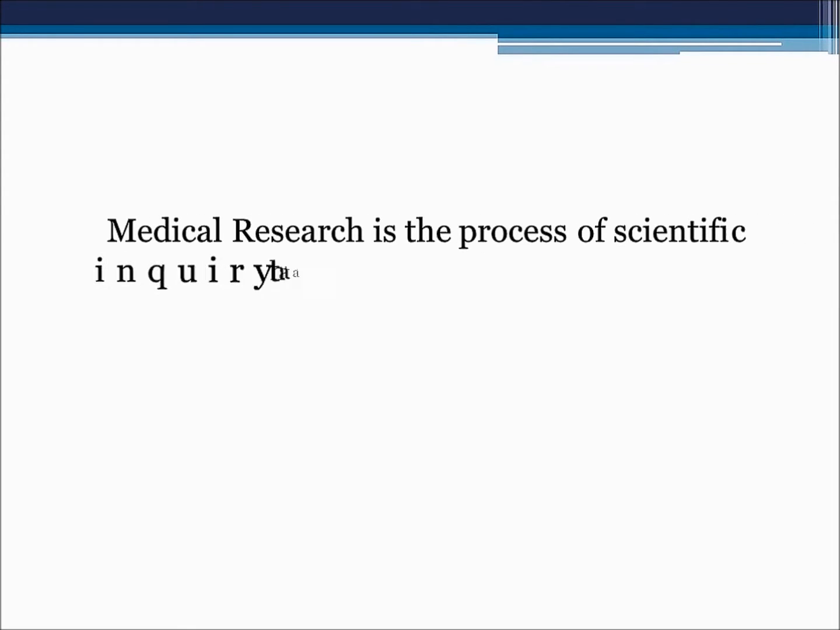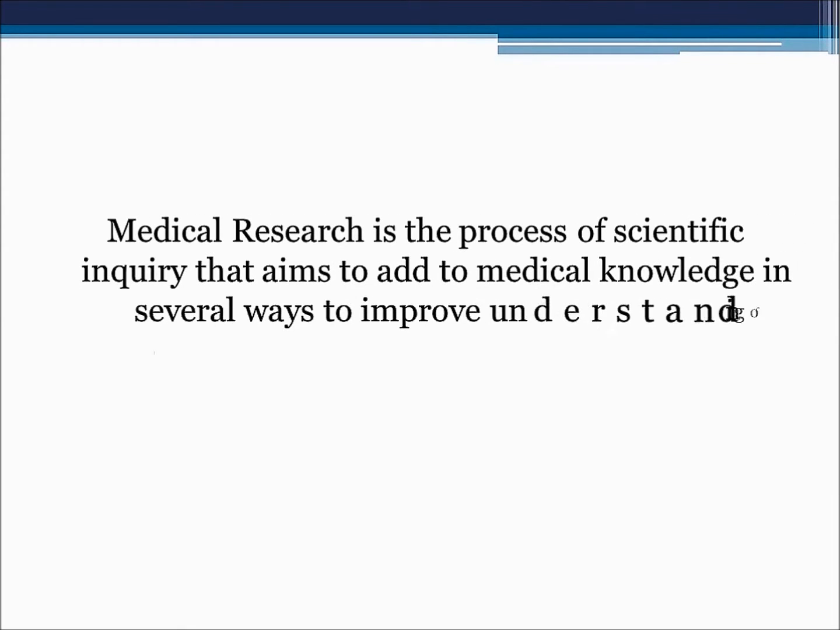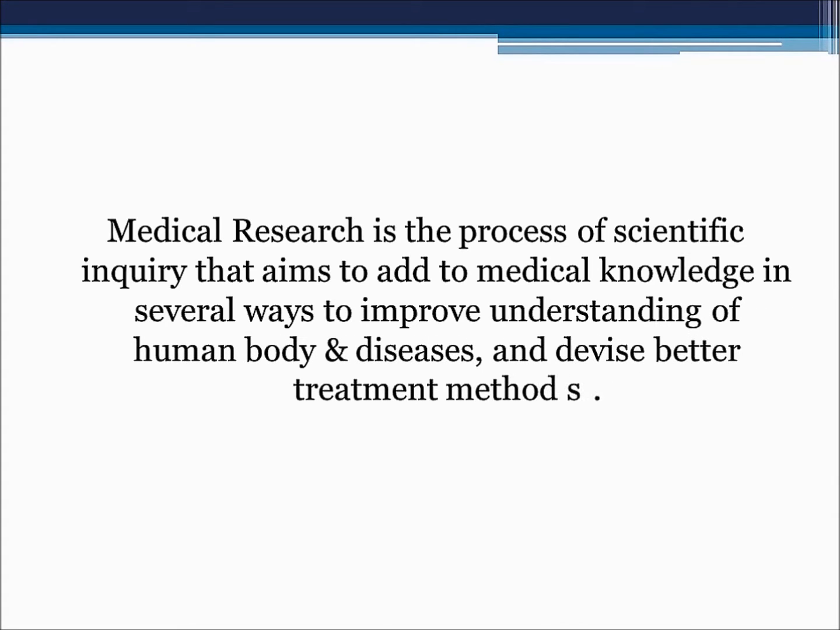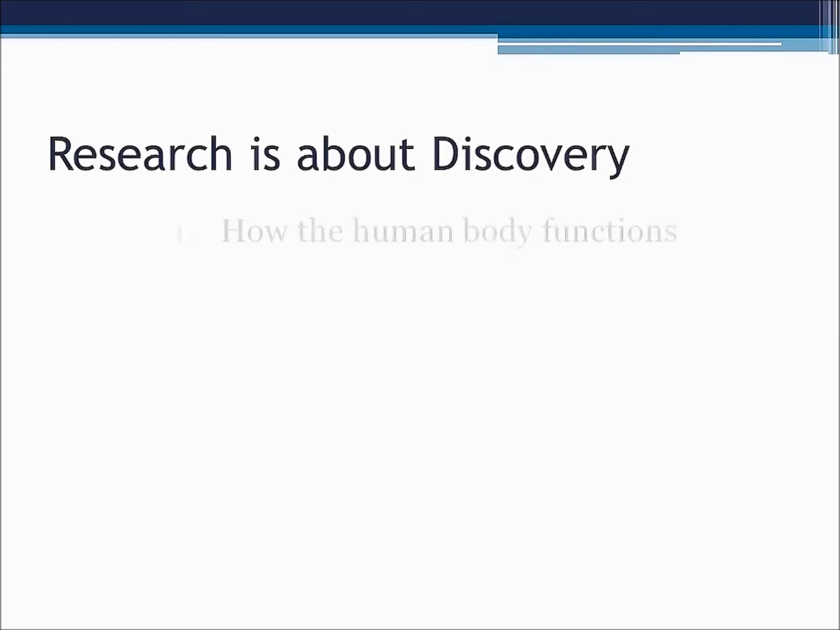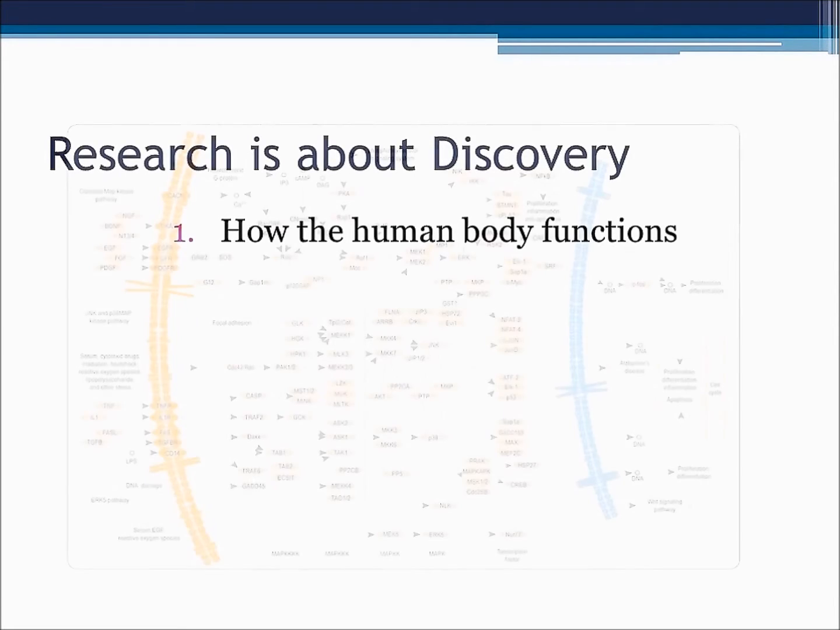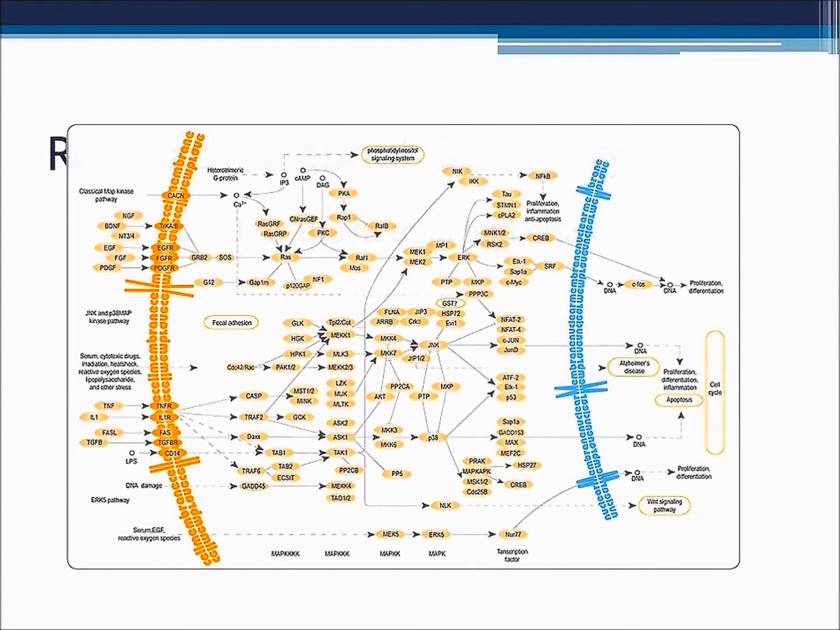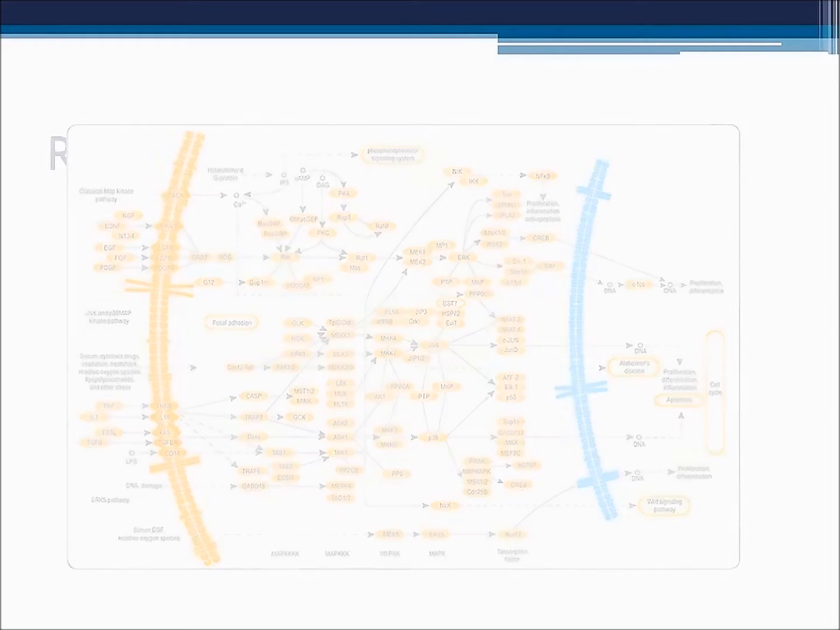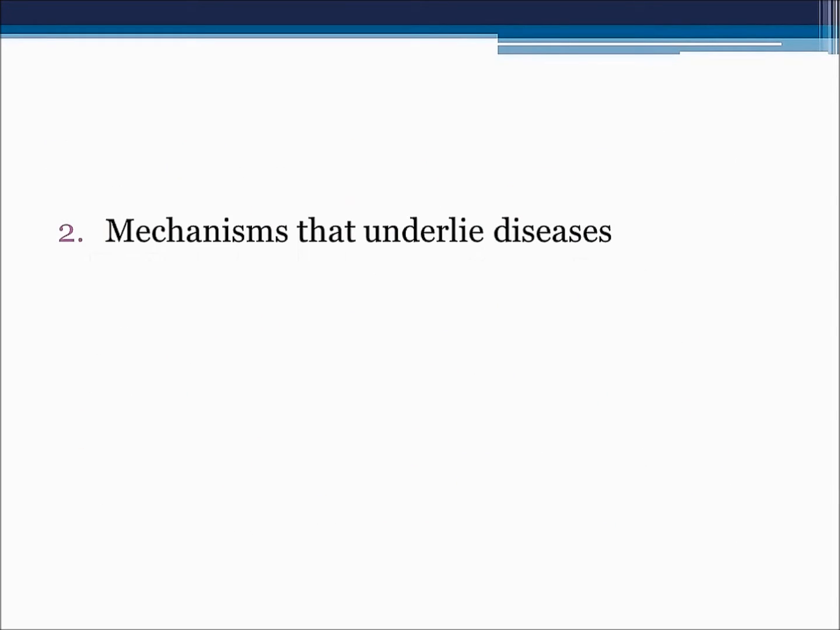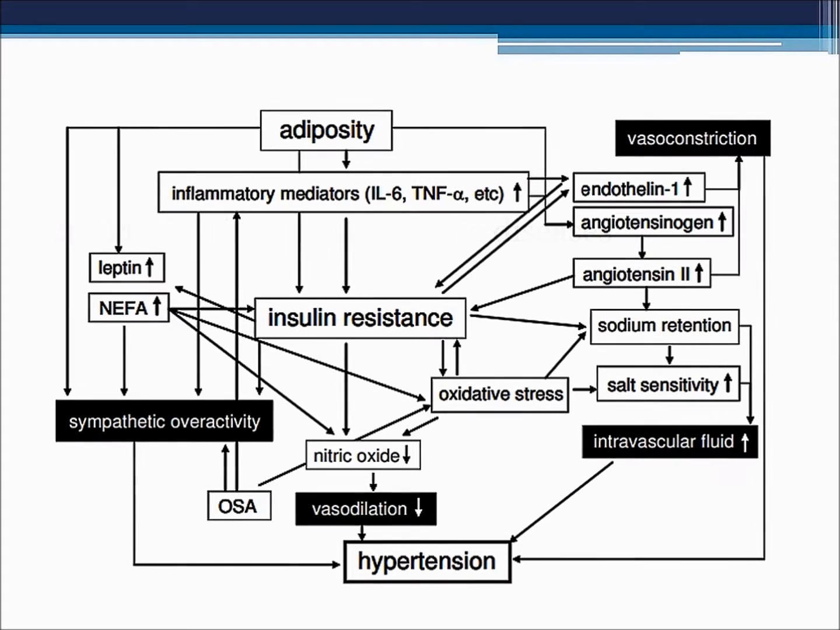Medical research is the process of scientific inquiry that aims to add medical knowledge in several ways to improve the understanding of the human body and diseases and devise better treatment methods. Research is about discovery, for example, how the human body functions, to get pathways like the MAP kinase pathway, or to understand mechanisms that underlie diseases, to get pathways that lead to development of hypertension, for example.